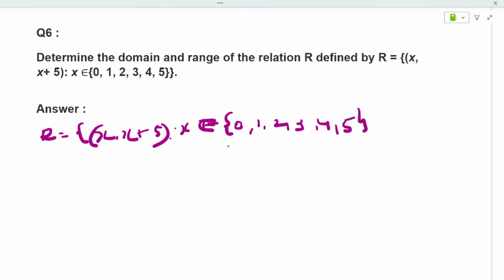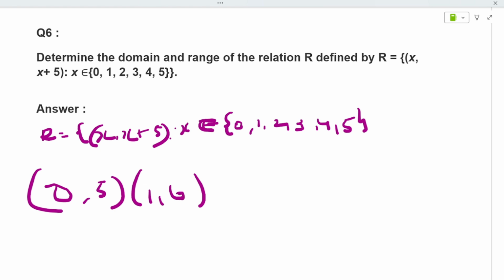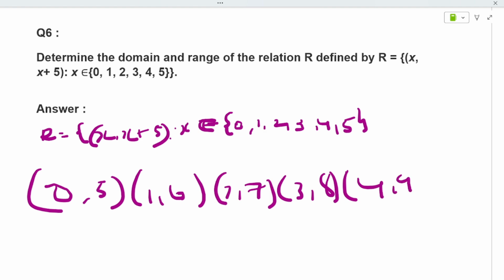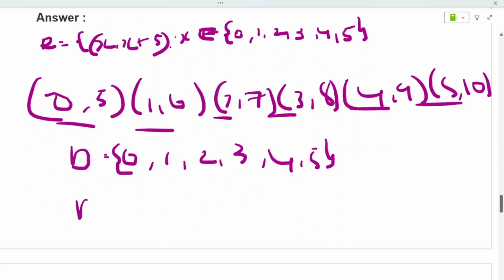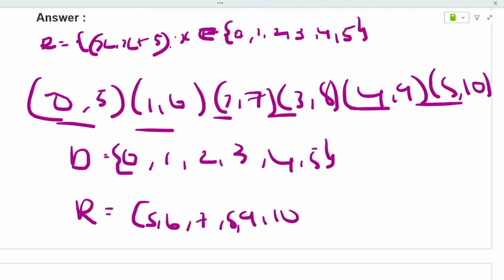Now if you see the relation, if you take the value of x as 0, (0, 0 + 5), that is (0, 5). If you take 1, (1, 6), (2, 7), (3, 8), (4, 9), (5, 10). This is the relation you will get. The first elements of the pairs are the domain. Domain is {0, 1, 2, 3, 4, 5}. You have to write it in curly braces. And the range will be {5, 6, 7, 8, 9, 10}.